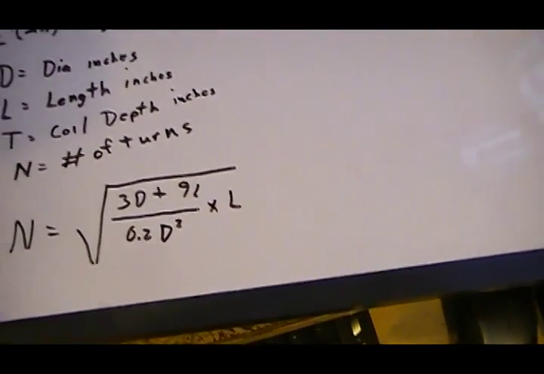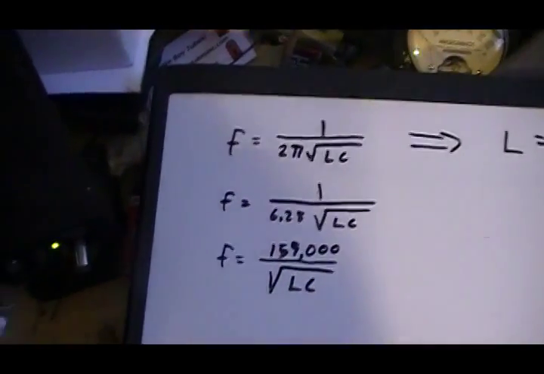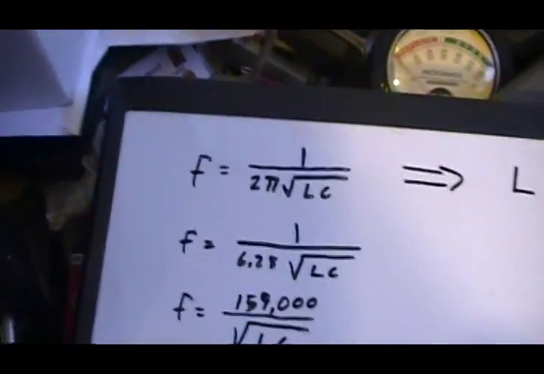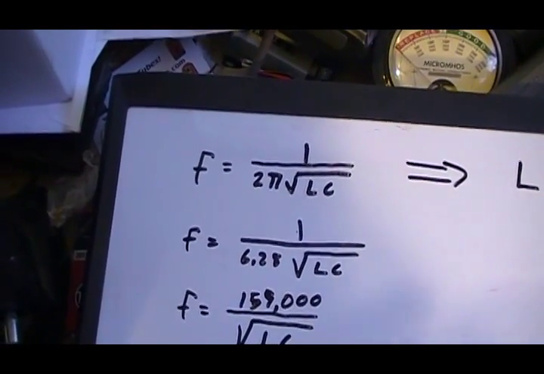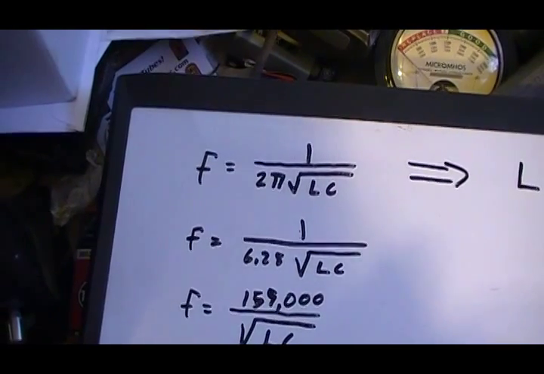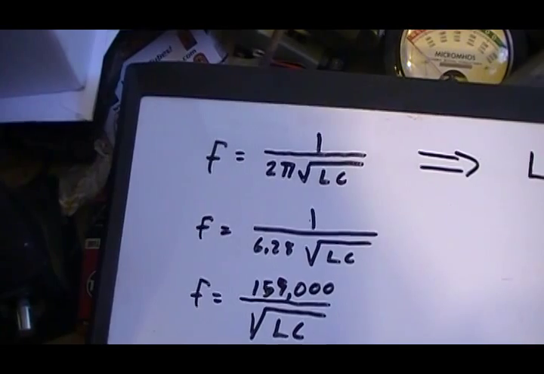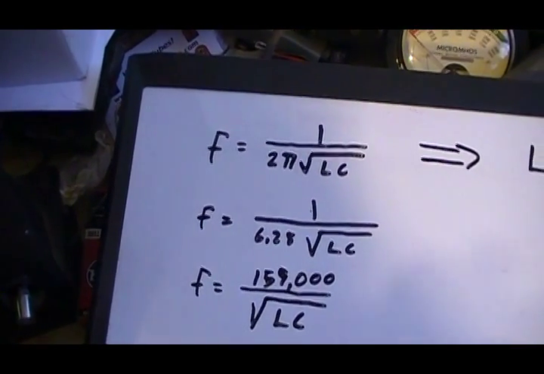I showed you in the previous video this formula, or something similar to it. I believe it was this one. F is frequency, which equals 1 over 2 pi times the square root of L and C, L being your coil or inductance and C being the capacitance.